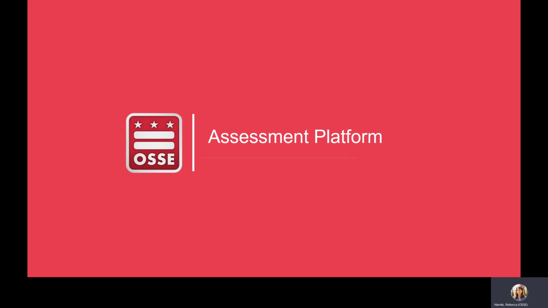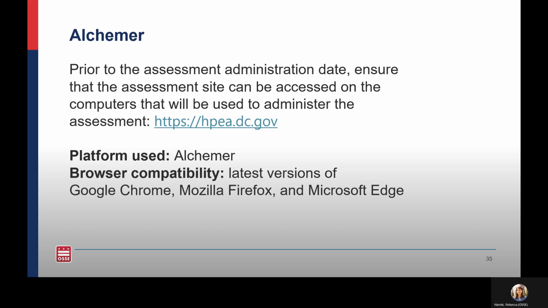The final section of this training is a brief overview of the survey platform, Alchemer. At least 10 days prior to the assessment administration date, ensure that the assessment site can be accessed on the computers that will be used to administer the assessment. This is the link to the web page that will be used for the assessment. This platform is compatible with the latest versions of Google Chrome, Mozilla Firefox, and Microsoft Edge.